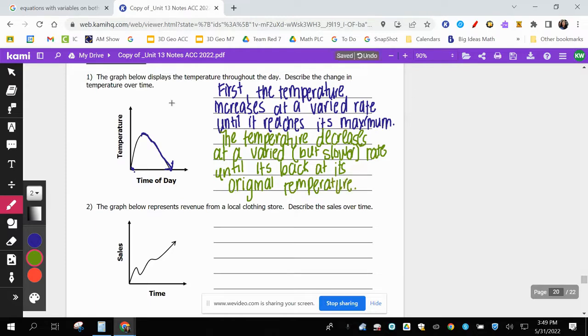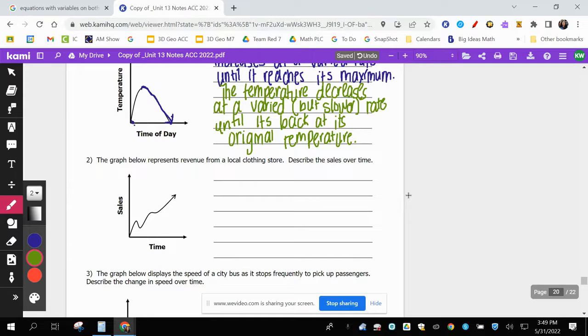All right, let's look at this next one. The graph below represents revenue for a local clothing store. So this is how much the clothing store made. Describe the sales over time. So mostly I'm seeing the sales increase over time, but there are a couple dips along the way. Like here, I see the sales decrease over time. And then here, this almost looks like a plateau area where the sales remained the same. So I'm going to say overall, the sales increase over time, and then I'm going to make a statement about those two circled areas.